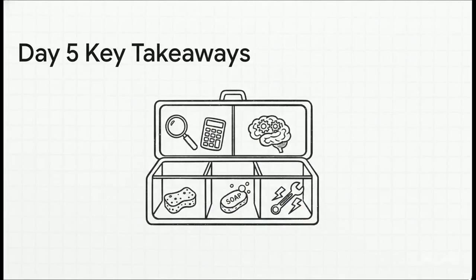So let's just step back and look at the awesome toolkit we've just put together. We started with our magnifying glass, tools like SUM and AVERAGE to see the big picture. Then we gave our spreadsheet a brain with logic like IF, AND, OR. We got our soap and sponge with text functions to clean up any mess. And finally, we mastered the power moves, cell references, named ranges, and data validation that will make all your work so much faster and more accurate.